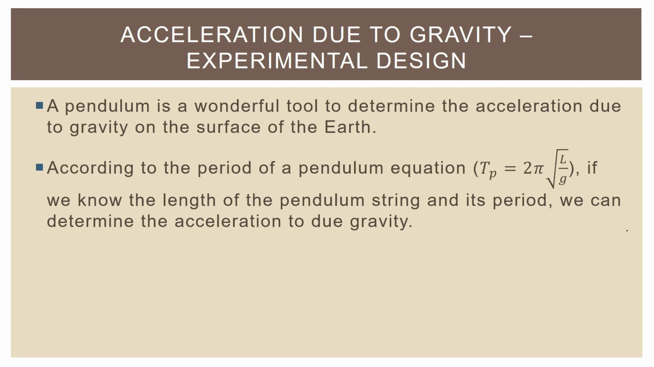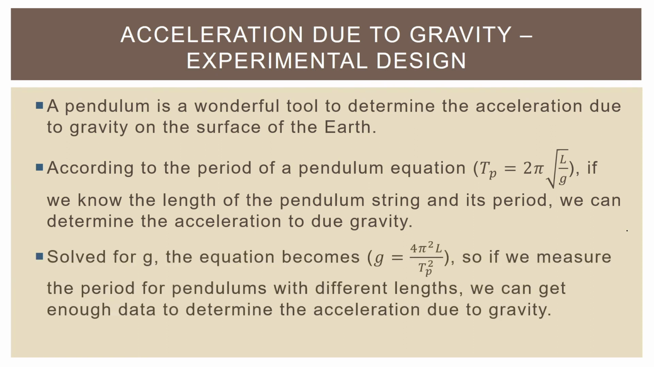If we know the length of the pendulum string and its period, we can determine the acceleration due to gravity, right? The only other variable in there then is g. Solved for g, the equation becomes g equals 4 pi squared L over T squared, the period squared. And so if we measure the period for pendulums, which I don't think is the plural of pendulum, I think it's probably pendula, but of course, whatever, who cares?